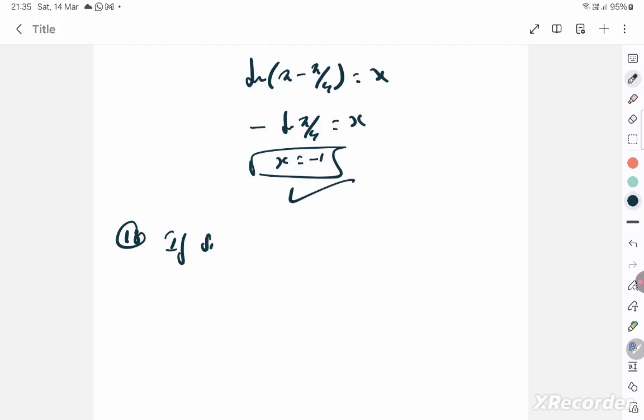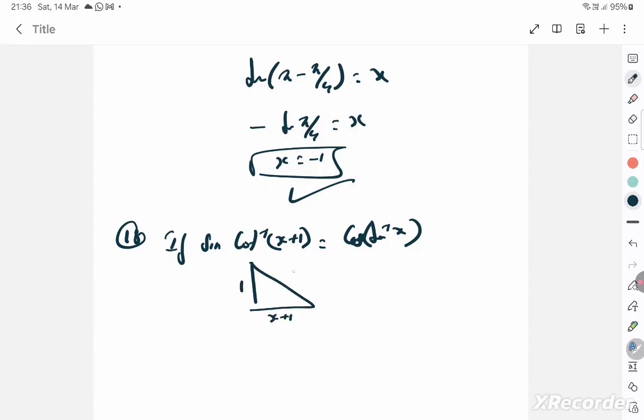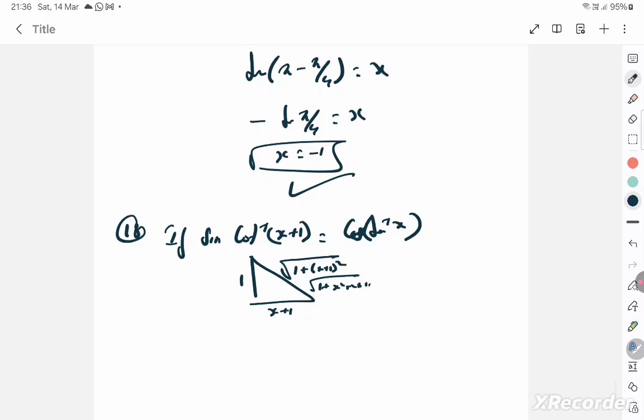If sine of cot inverse of x plus 1 is equal to cos of tan inverse of x, solve for x. Okay, so you have sine of cot inverse. This has already been given, you have to solve for x. The easiest thing for me to do is to write cot inverse, this x plus 1 and this is 1, and root of 1 plus x plus 1 the whole square, root of 1 plus x square plus 2x plus 1. Oh, is it getting very complicated?